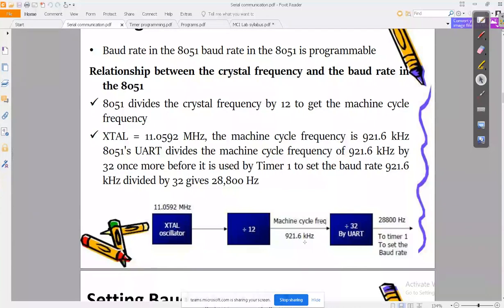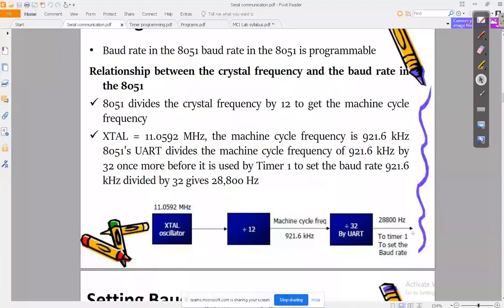After that, this machine level frequency we have to transfer in terms of universal asynchronous receiver and transmitter mode. That's why again you have to divide it by 32. Then with how much frequency did it come? It came to 28,800 Hz. This 28,800 Hz frequency will come to Timer 1 to set the baud rate. So here the timer register will play the crucial role. What are the timer registers? I will explain slide by slide. Up to here, I think you understand.